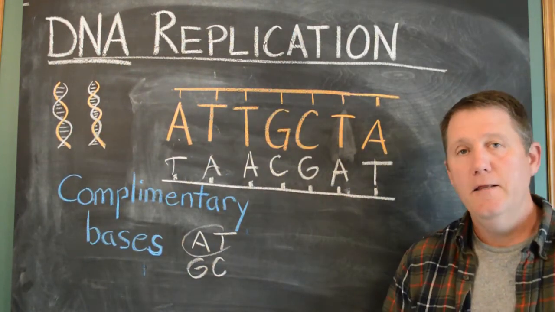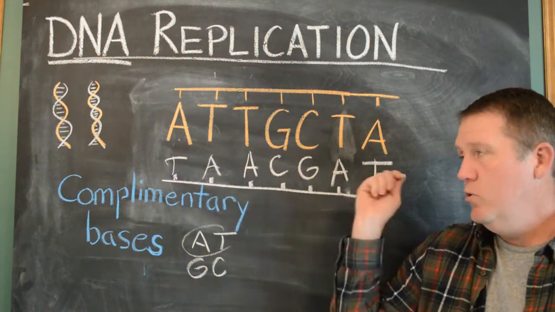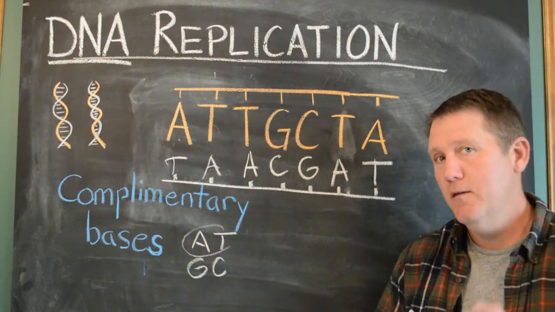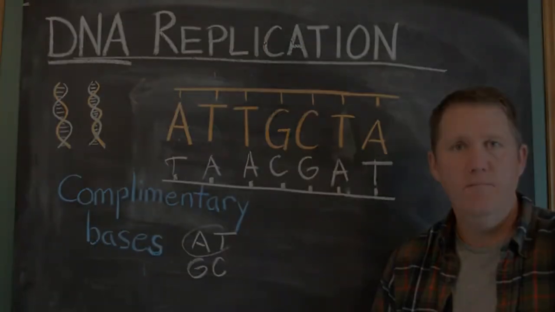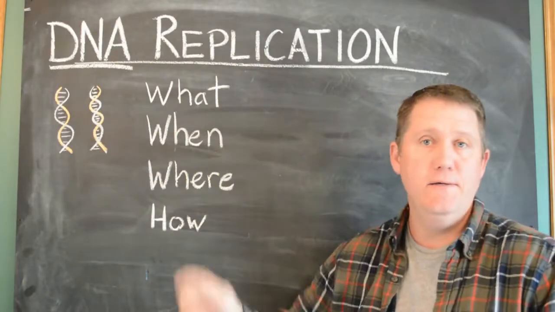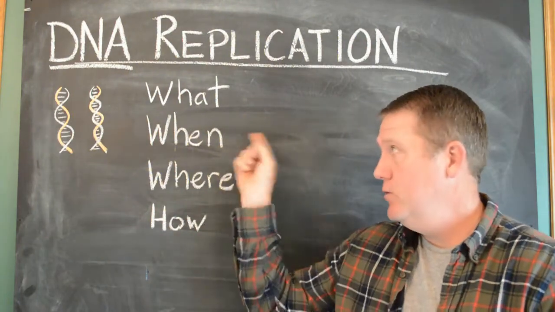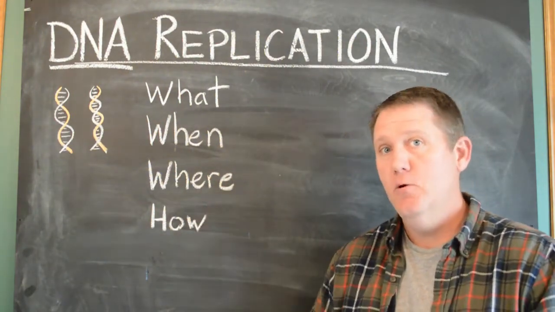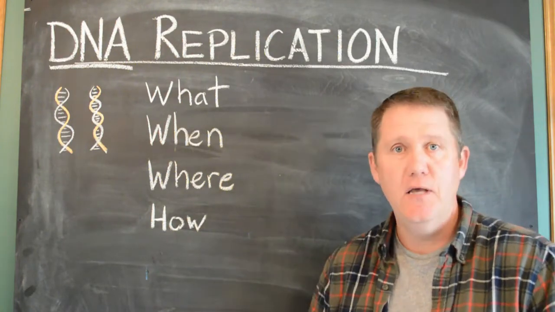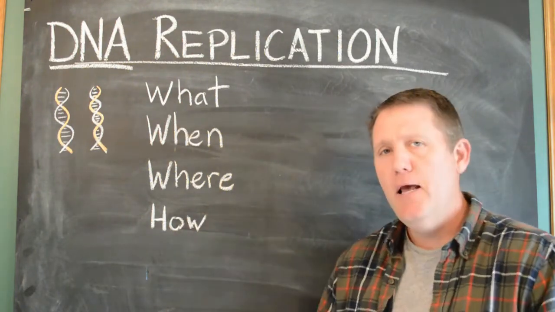There you go. That's it. We already know what the other strand is going to be. And this actually suggests how DNA copies itself. Well, so far we know what. It involves nucleotides. We know when, right before cell division. We know where, wherever the DNA is. For us, that's in our nucleus. And now on to how.